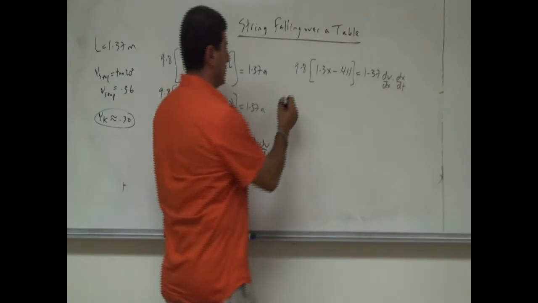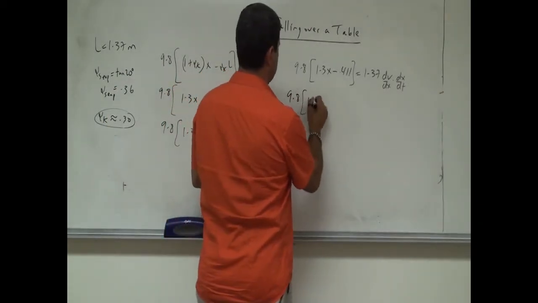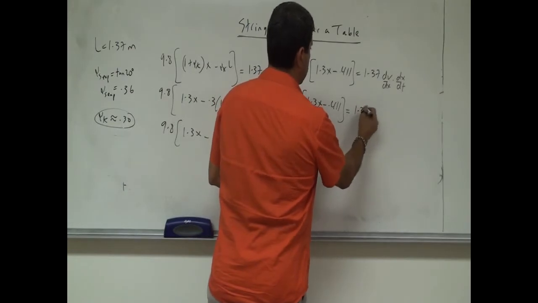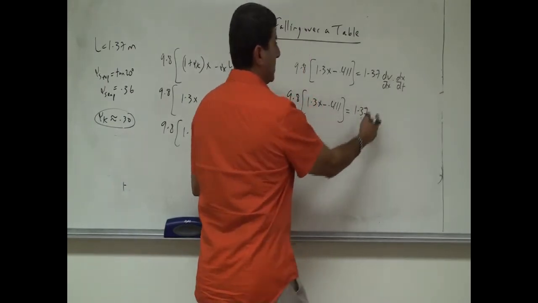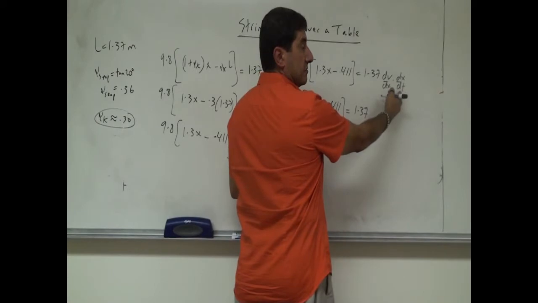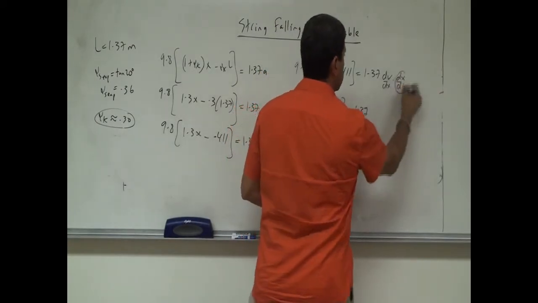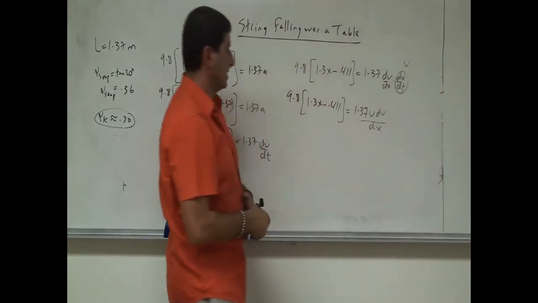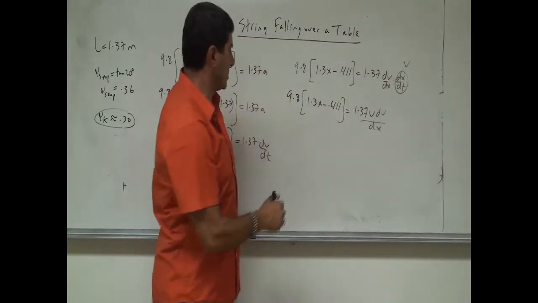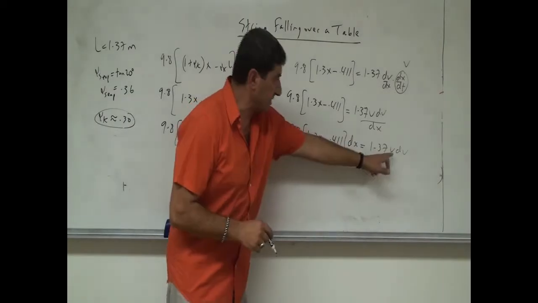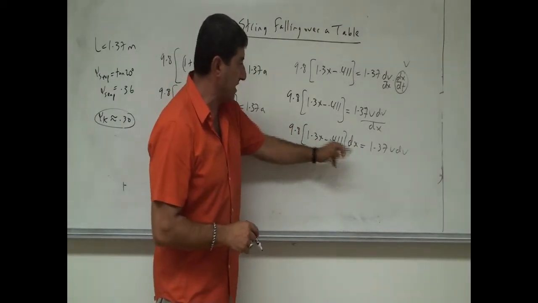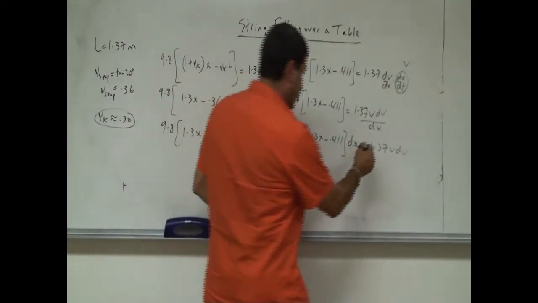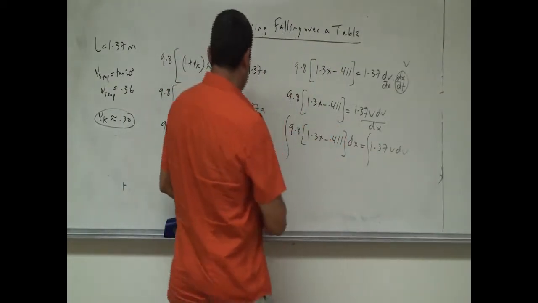So then I have here 9.8 times 1.3x minus 0.411, and then dx dt is going to be v. So I have here v dv over dx. Then I can move the dx over to this side. It gives me a relationship between the velocity and the position x as a function. So then I'm going to integrate this.